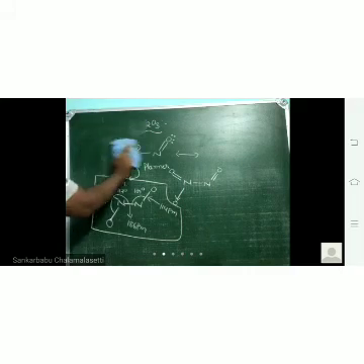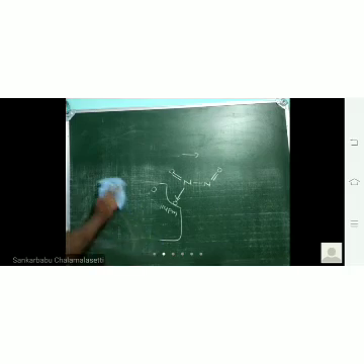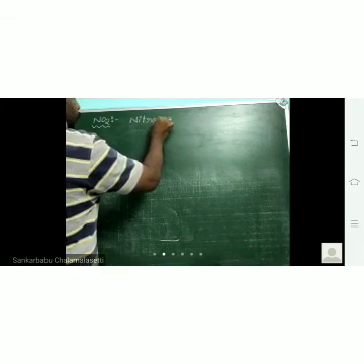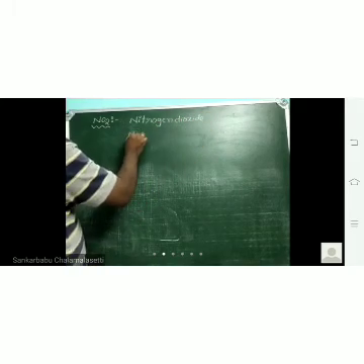Next oxide of nitrogen, that is NO2. It is called nitrogen dioxide. It is also called nitrogen 4 oxide.